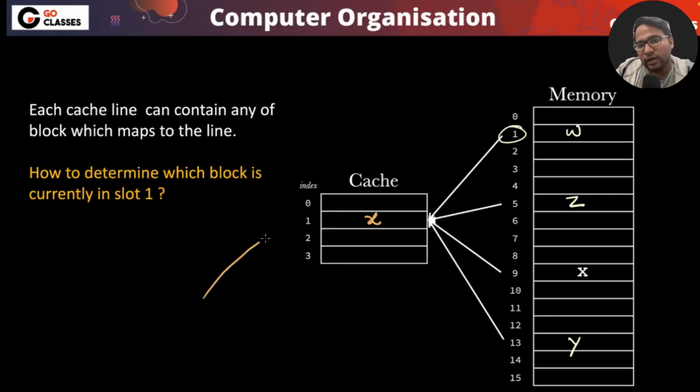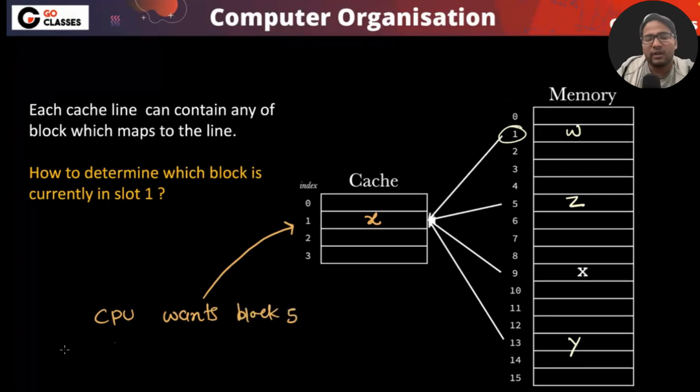The CPU will check, okay, I want something from block number five, right? What will the CPU do? As step one, it will check whether this particular line is empty or filled. Tell me, is it empty or filled? This particular line is filled, right?